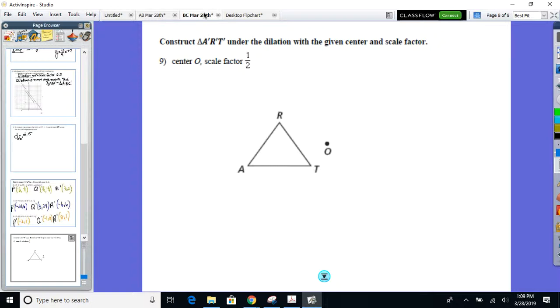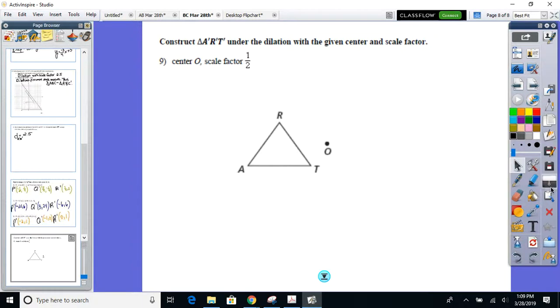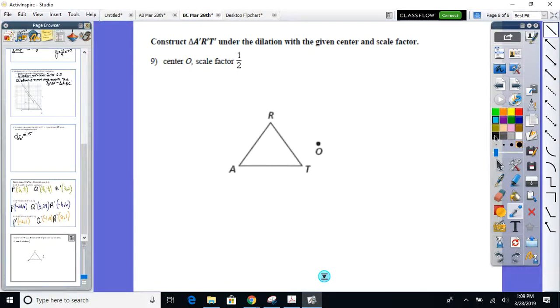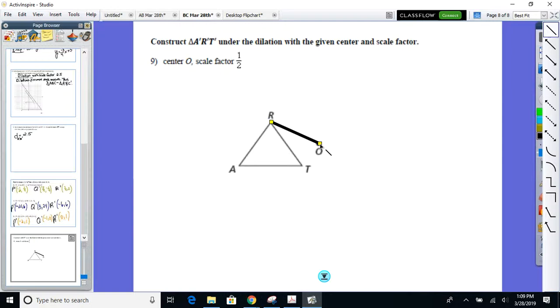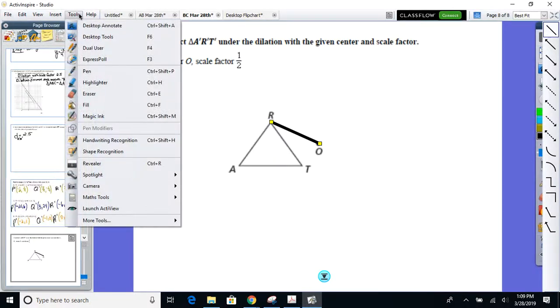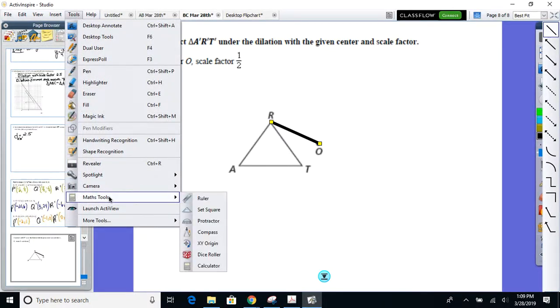Everybody connect R to O right now. Connect R to O. How can I find half, the middle, where I could put R prime? I'm going to do the perpendicular bisector, yes. Something we've used multiple times this year.